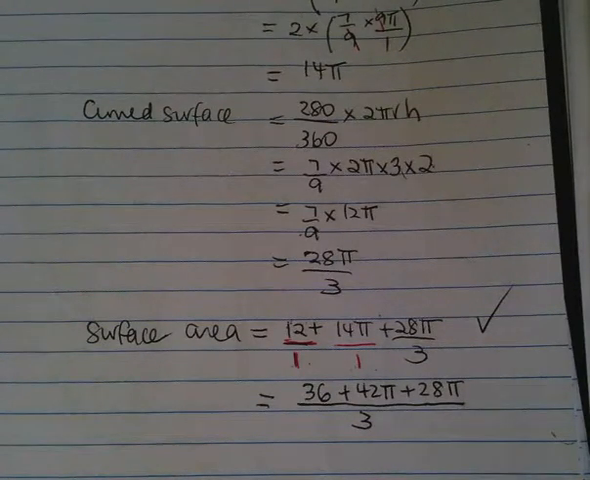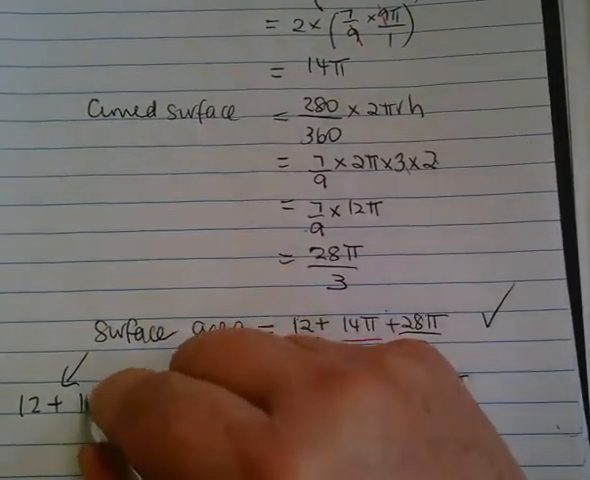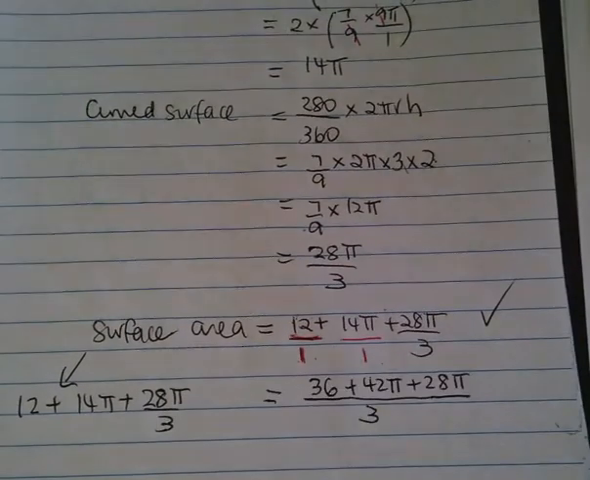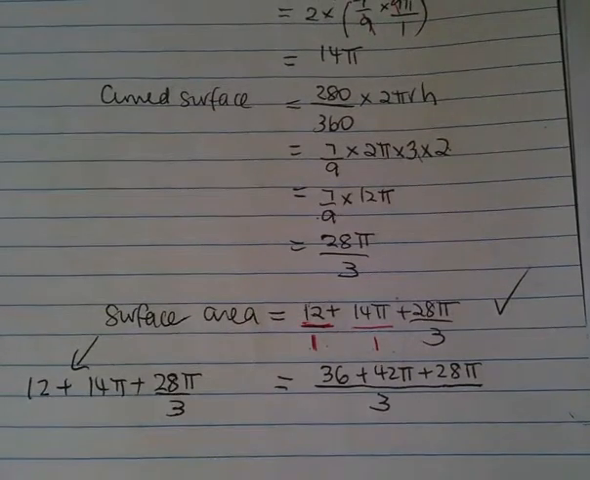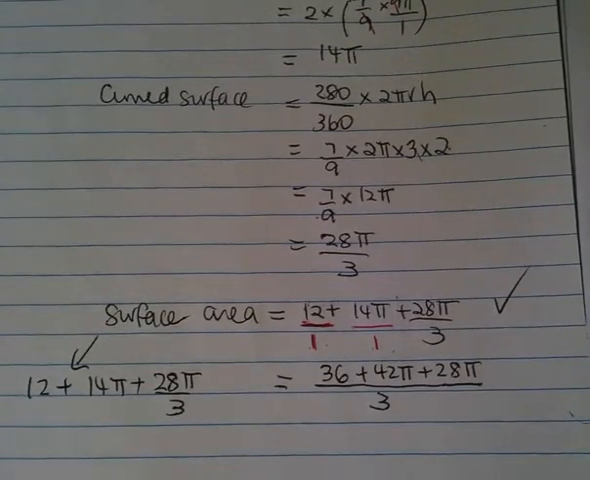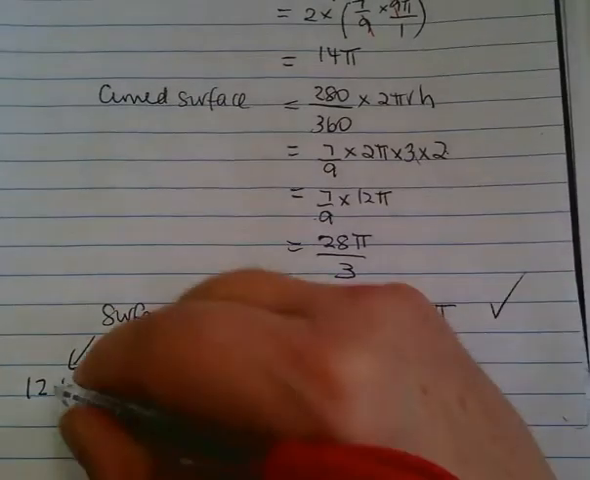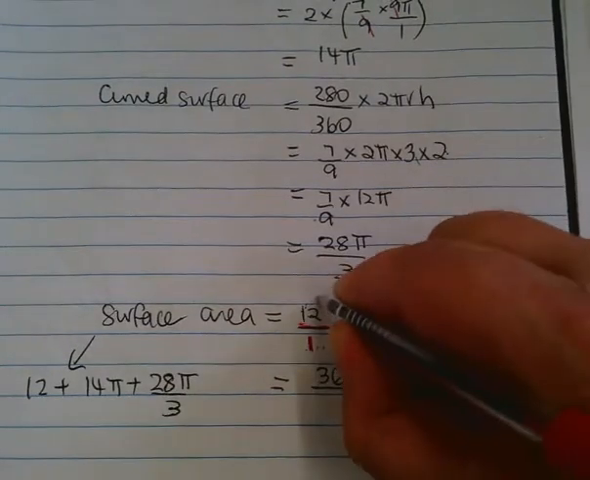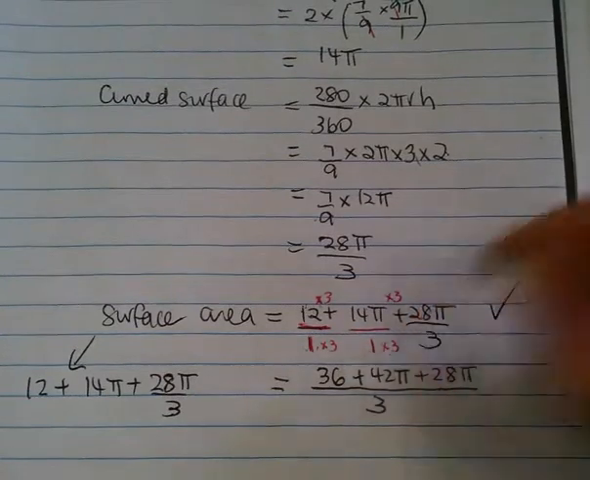You times by 3. All right, so this is what I've got: 12 plus 14 pi plus 28 pi on 3. That's what that was. If I want to write it as a single fraction with a denominator of 3, recognize that they're whole numbers, put them over 1. I need to make the denominator 3. So I go times 3, times 3, times 3, times 3.